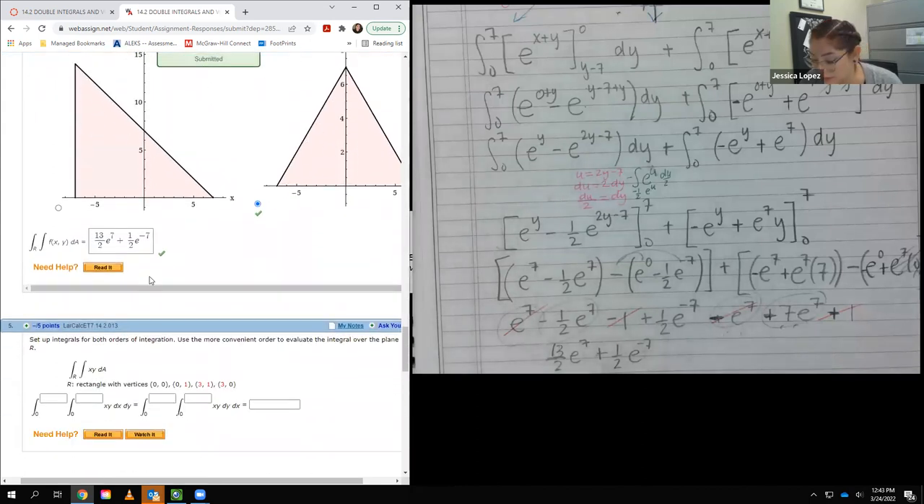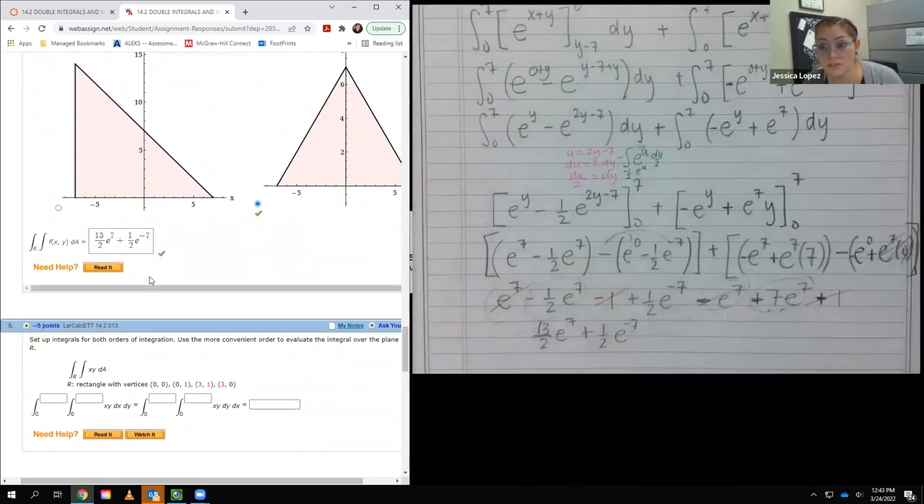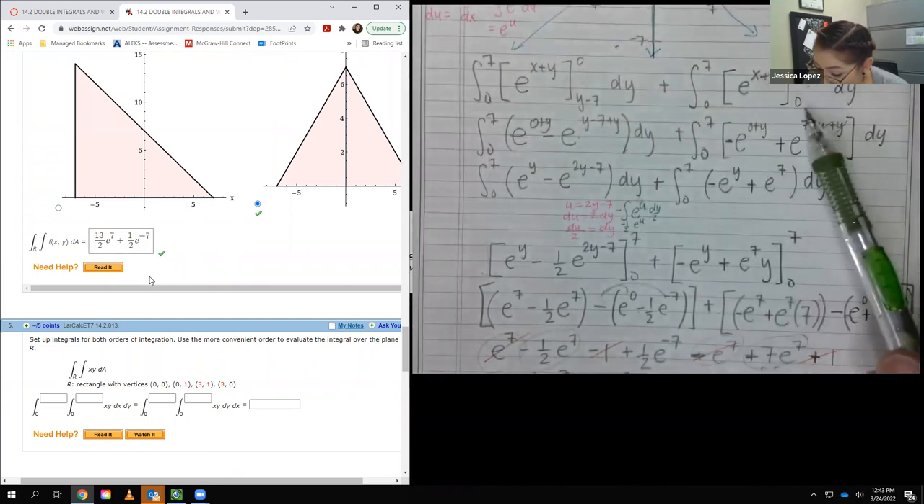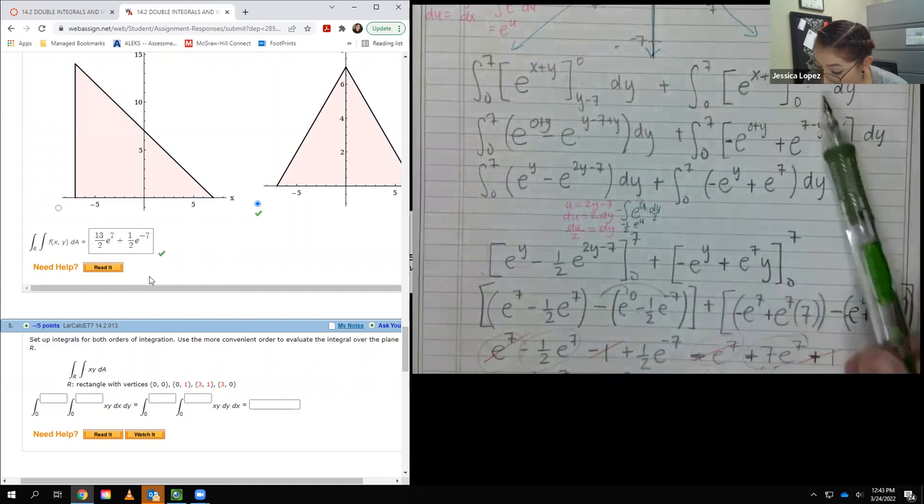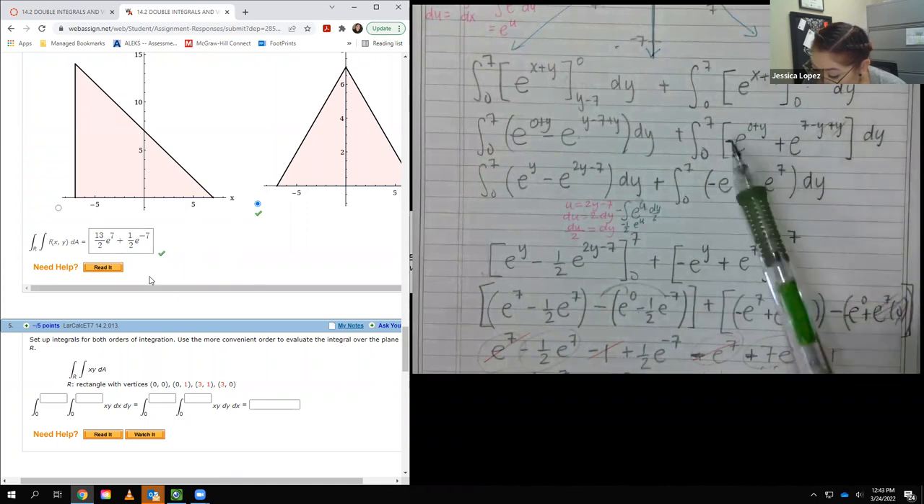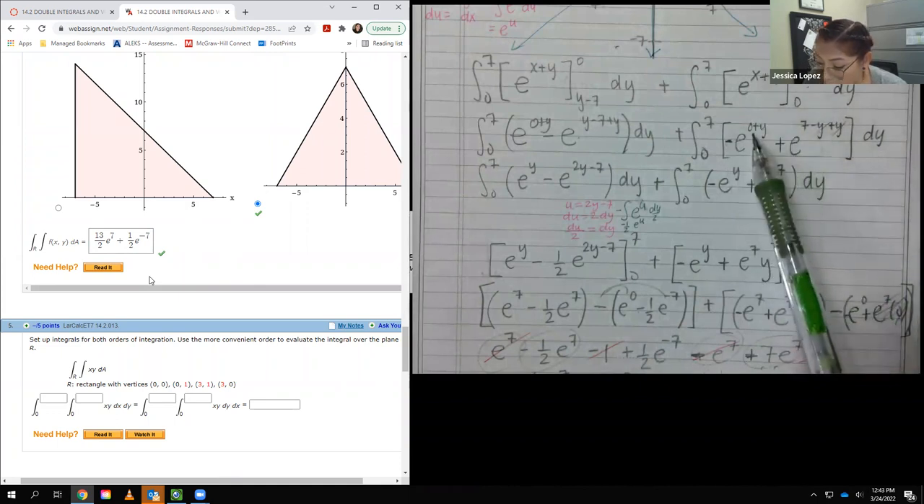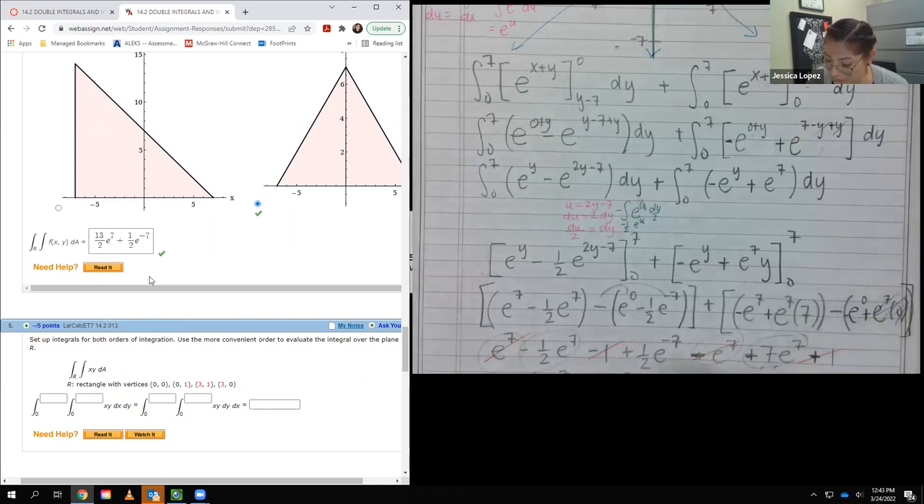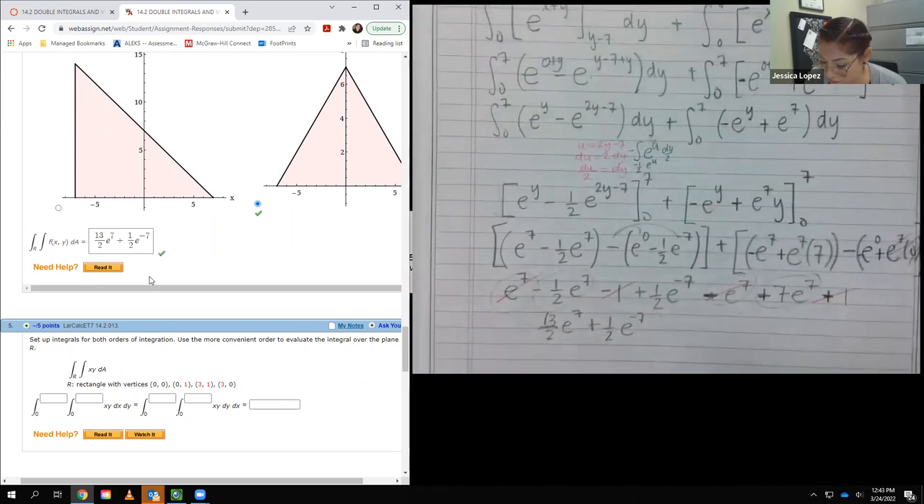Yep, no, it's correct. Okay, well, thank goodness it wasn't the calculus part. It was just me plugging in the wrong number first. Remember, I'm supposed to plug in the top bound first and then subtract what you get when you plug in the bottom bound. So if I plug in the top bound, I would have gotten this, and then I subtract what I get when I plug in the bottom bound. And so I just swapped the signs. So I swapped them here, swapped them here, swapped them there, right here. And then that's how I got all of these guys and then the final answer. Okay.